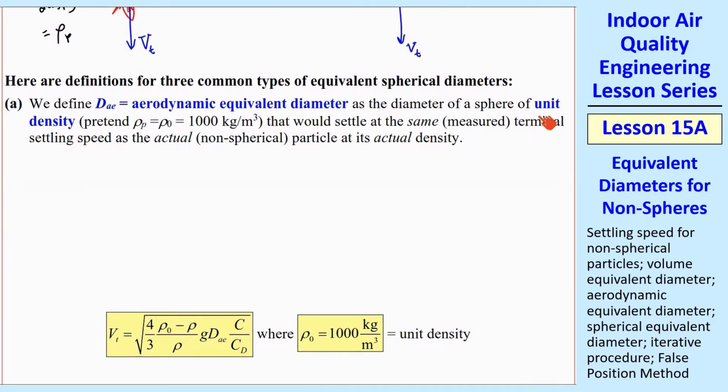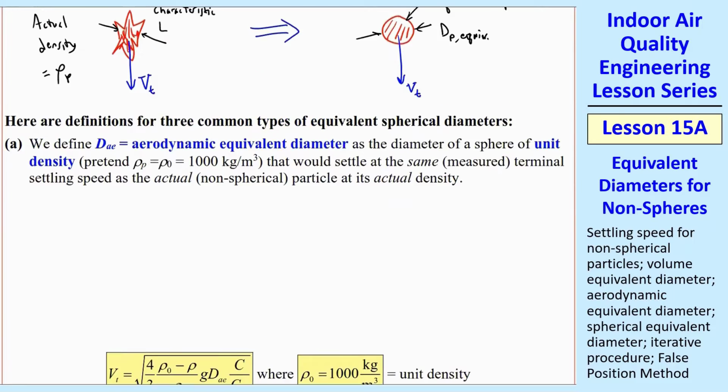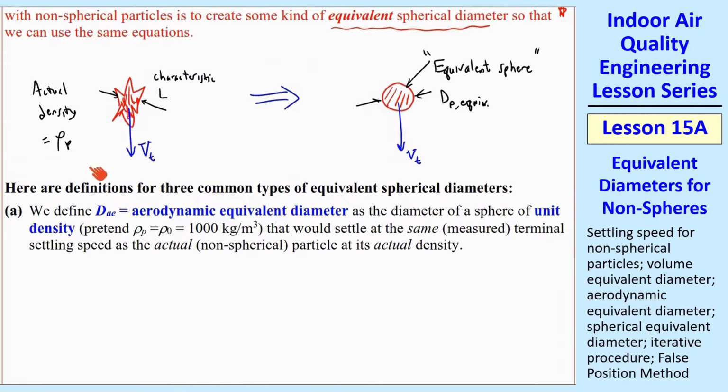It's the diameter of a sphere of unit density. So remember, that means 1,000 kilogram per meter cubed. The actual density up here is probably not unit density, but we pretend it is. So we set that as the particle density. So that would settle at the same measured terminal settling speed as the actual non-spherical particle at its actual density. So looking at our diagram, suppose we measure this VT of the actual particles, and we know the actual particle density can be non-unit density, but we create in our imagination a sphere that's falling at the same VT, but this sphere has a unit density.